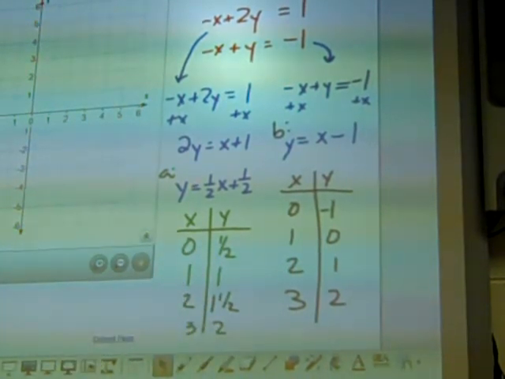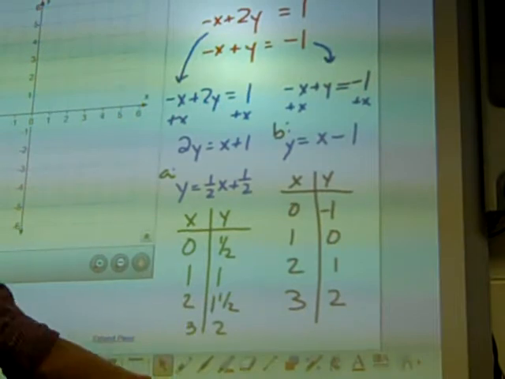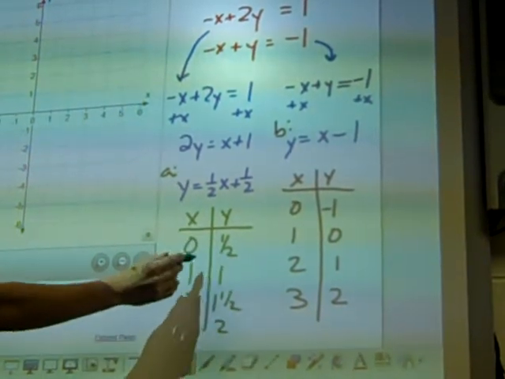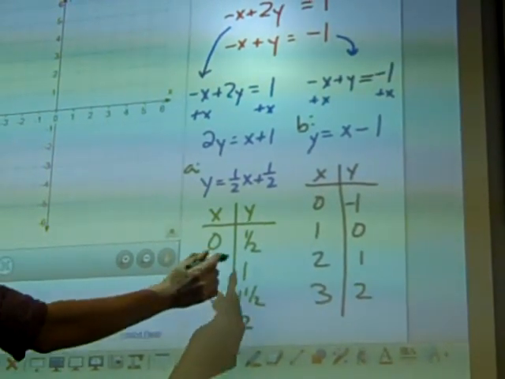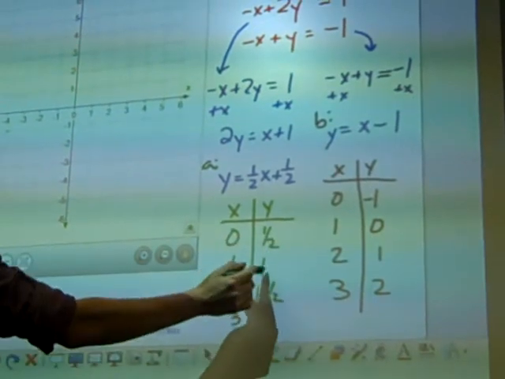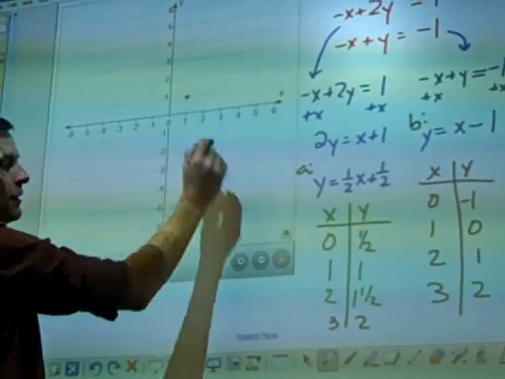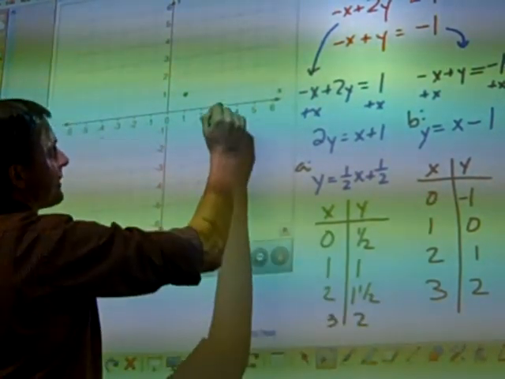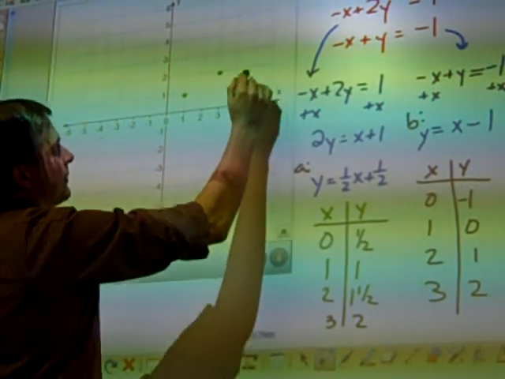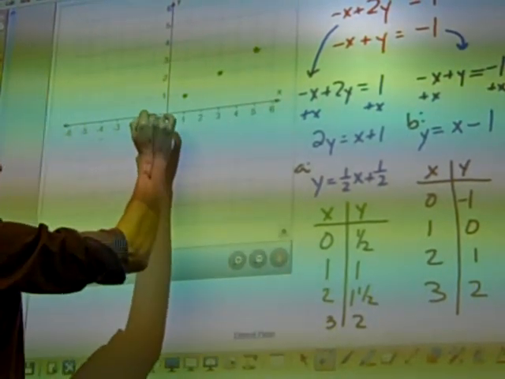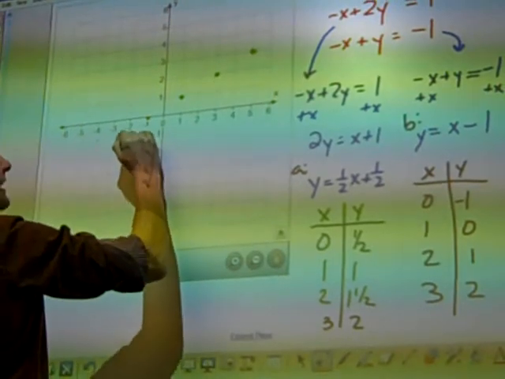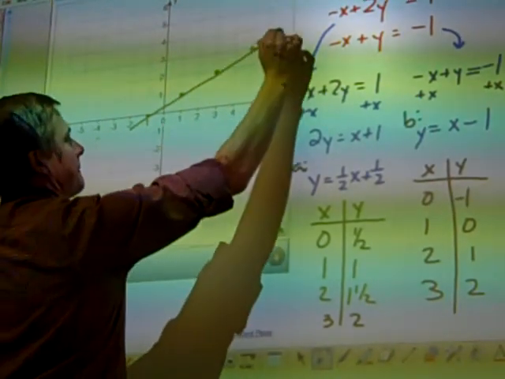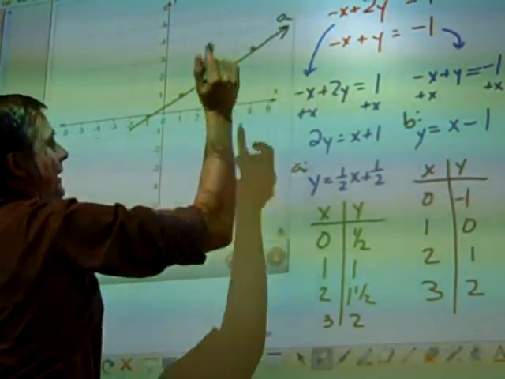We've graphed lots of lines. And if I take this and I make line A green, (0, 1/2), I don't want to plot that because it's a rational number, not an integer. (1, 1), I can plot (1, 1) pretty easy. (3, 2), I can plot that pretty easy. I happen to know the pattern here. Again, if I draw that line, and that's line A.